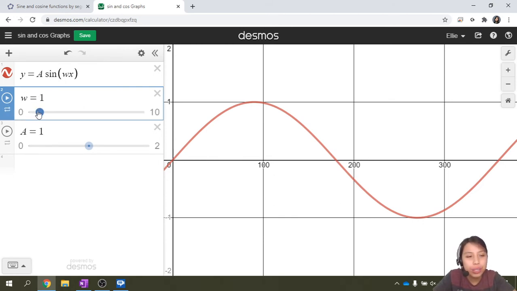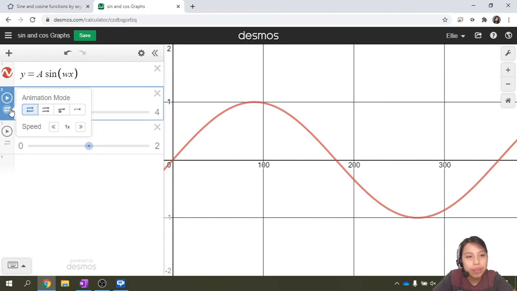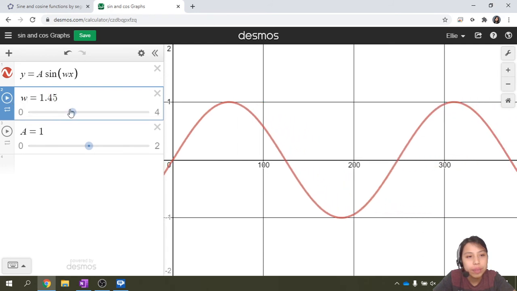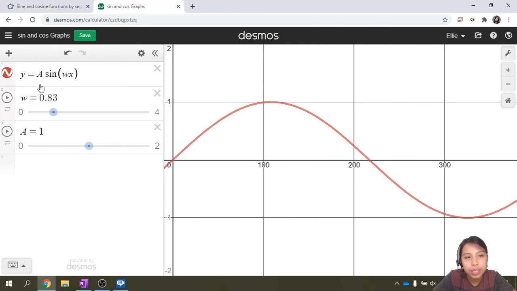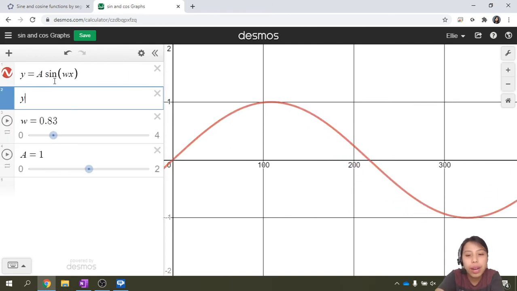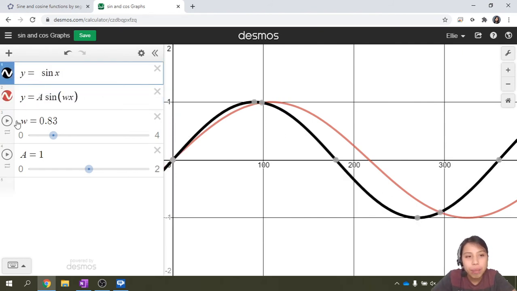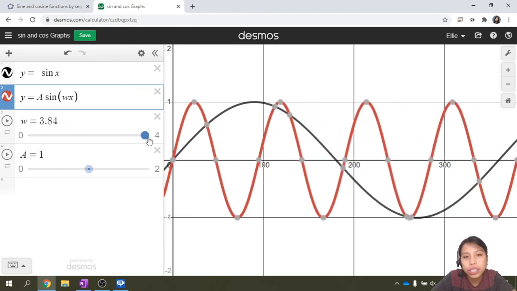Okay, so frequency is 1. Let me change it to 4, otherwise the graph will be too small to see. Now I increase my frequency. There. So this is our original. Where's my original? Let's add another one: y equals sine x. This black color is the original one. But now, I want to see what happened to the red one when I increase the frequency. So I increase frequency. You see, it's getting squashed.